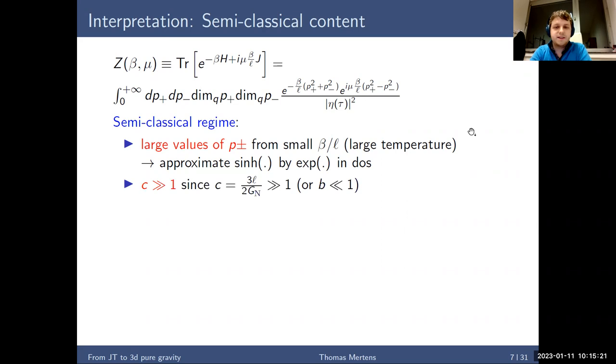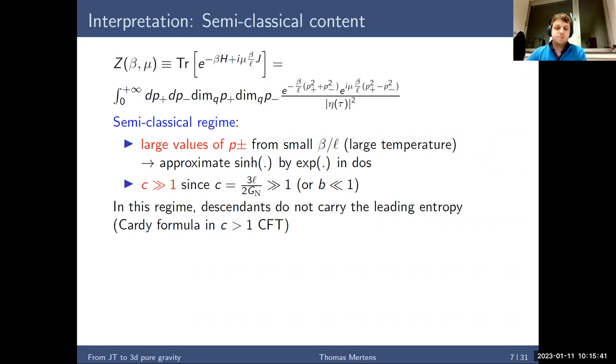And then secondly, of course, as is usual in AdS3/CFT2, setting c to be large corresponds in the dual bulk to having the AdS length be much larger than the 3D Newton constant. Now, in this particular regime, the semi-classical regime, descendants are subdominant. So descendants don't carry the leading entropy, which is something you can immediately see by looking at the Cardy formula in a CFT with a central charge that's bigger than one, which is the case that we're focusing on.